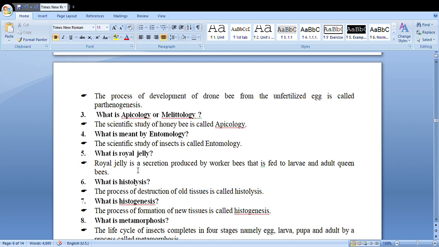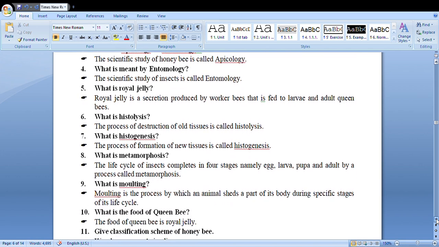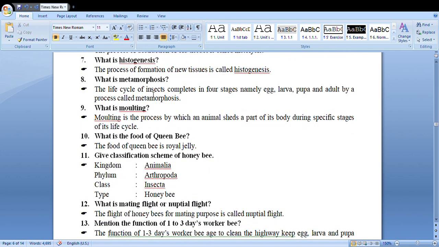What is royal jelly? Royal jelly is a secretion produced by worker bee that is fed to larvae and adult queen bees. It is a nutritious substance. What is histolysis? The process of destruction of old tissue is called histolysis. What is histogenesis? The process of formation of new tissue is called histogenesis. What is metamorphosis? The life cycle of insect completes in four stages, namely egg, larva, pupa, and adult, by a process called metamorphosis.